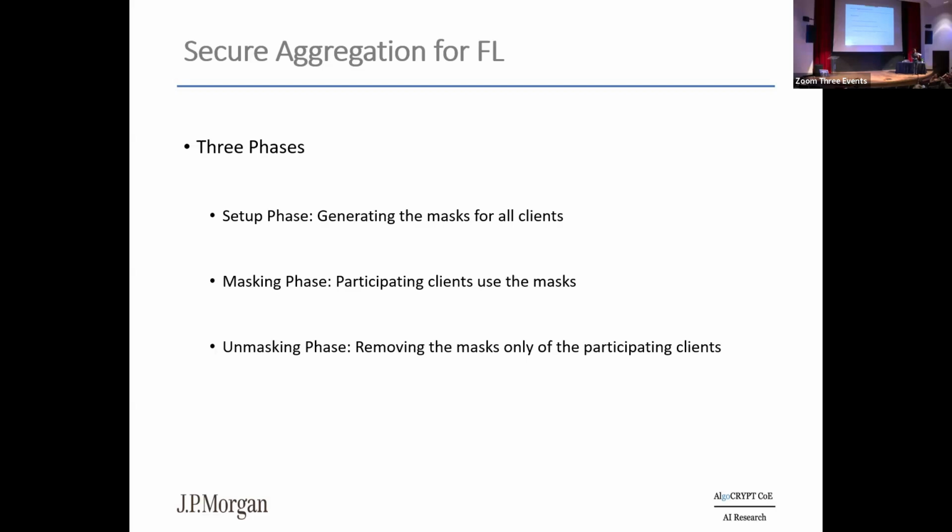Then there's a masking phase. This is when the client uses this mask to mask its inputs and send it to the server. And then there's the unmasking phase, which is when the servers somehow communicate with clients or among clients themselves to remove the masks. So now this is broadly the 3 phases, but in practice, this involves multiple rounds of iteration, sometimes even between server and the client, sometimes between the clients themselves. And I will survey some of these existing solutions in the next slide.